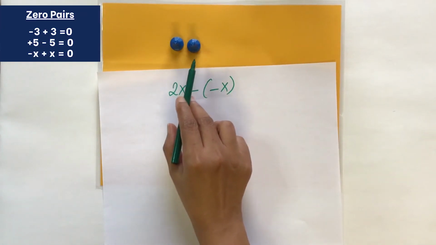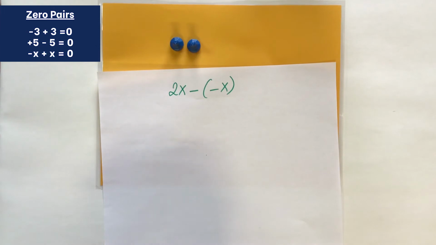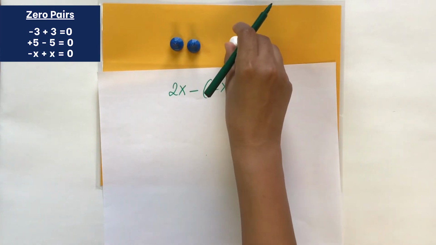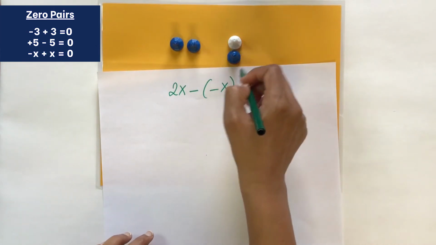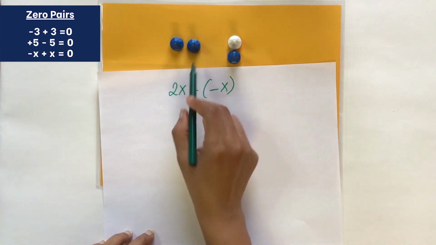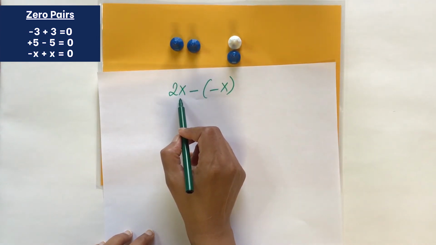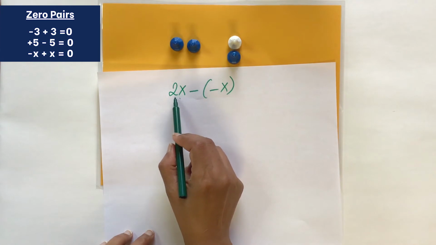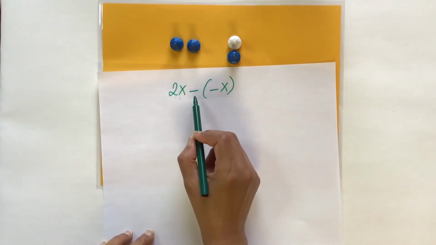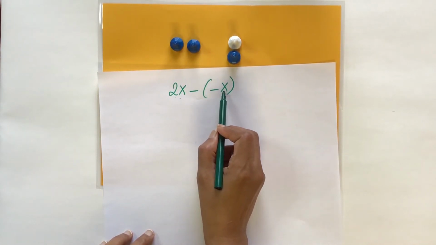Without changing the value of 2x, I can bring in a zero pair. So let's bring in a zero pair. The zero pair does not change the value of the 2x that we just set up. So now, as you can see, we have the 2x and we need to remove a negative x.